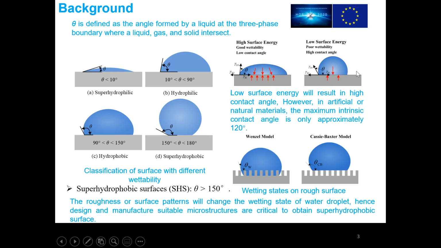It is because the surface has low energy. However, in artificial or natural materials, the maximum intrinsic contact angle is only approximately 120 degrees. In order to further increase the contact angle, we need to develop suitable microstructures to realize the Cassie-Baxter model.